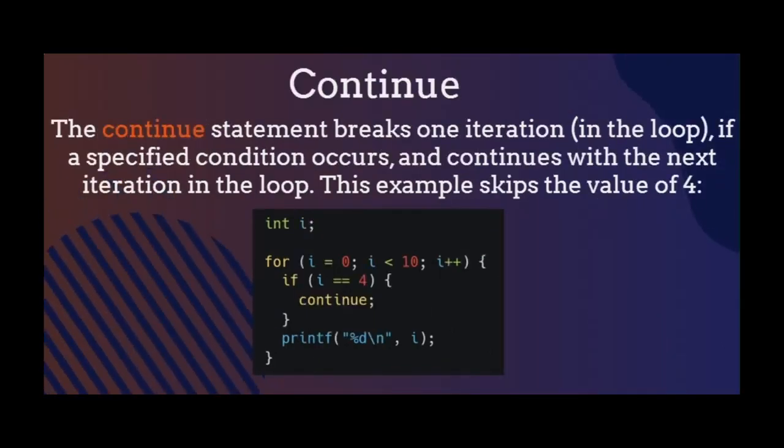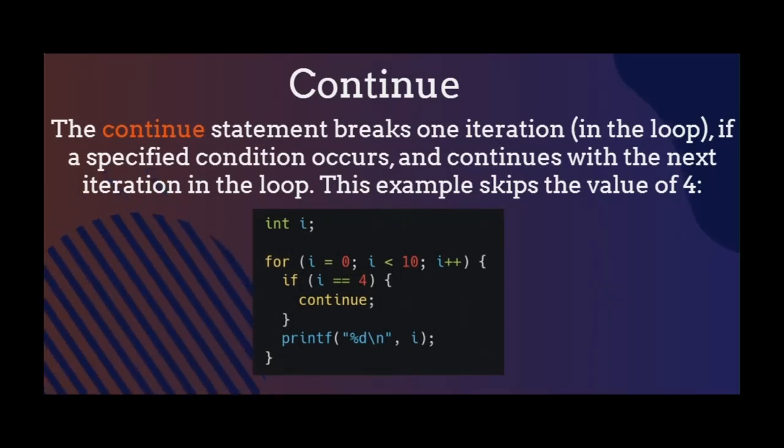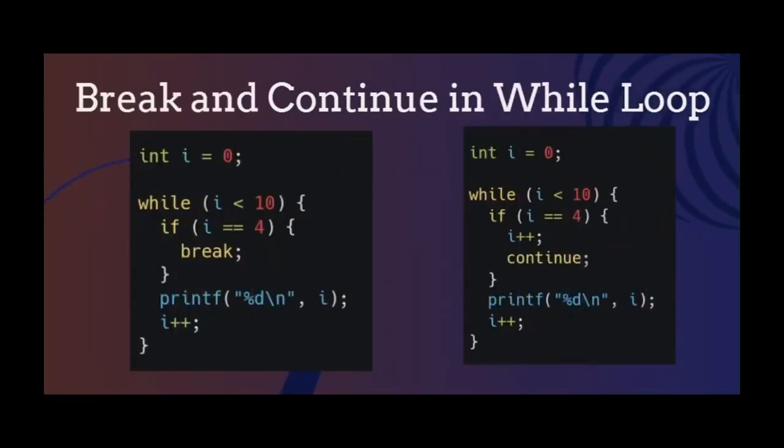Continue. The continue statement breaks one iteration in the loop if a specified condition occurs, and continues with the next iteration in the loop. This example skips the value of 4. You can also use break and continue in while loops.